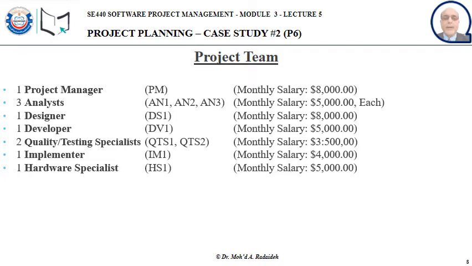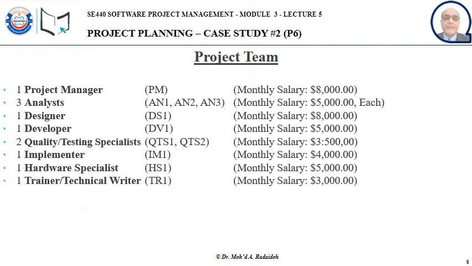We have the hardware specialist, HS1, with a monthly salary of like $5,000. We have the trainer or technical writer, TR1, monthly salary of $3,000. We have the technical support person, TS1, monthly salary $2,000.